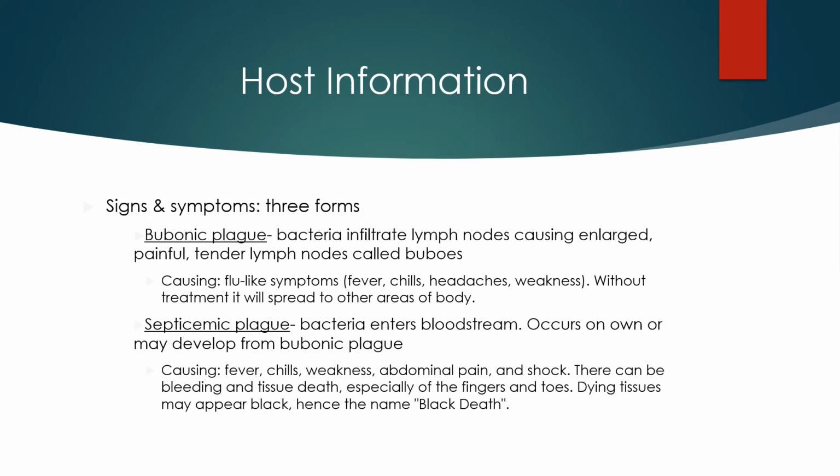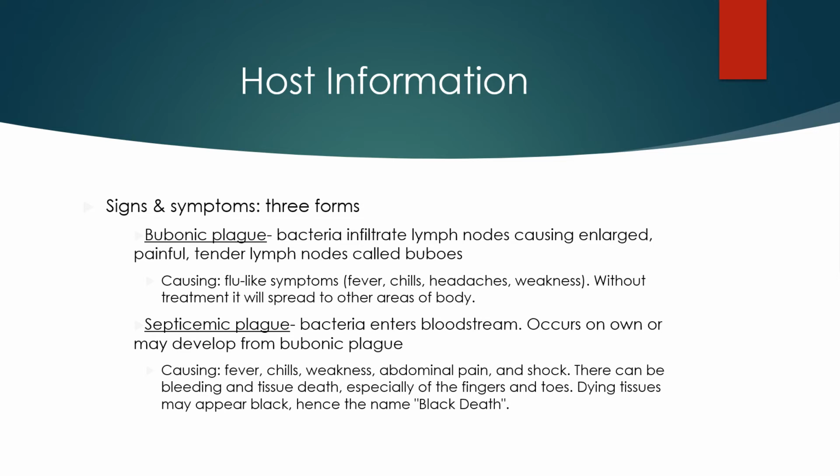The signs and symptoms of the Black Death happen in three forms: the bubonic, septicemic, and pneumonic plague. The bubonic plague is when bacteria infiltrate the lymph nodes, causing enlarged, painful, tender lymph nodes called buboes. This causes flu-like symptoms, and without treatment, it will spread to other areas of the body.